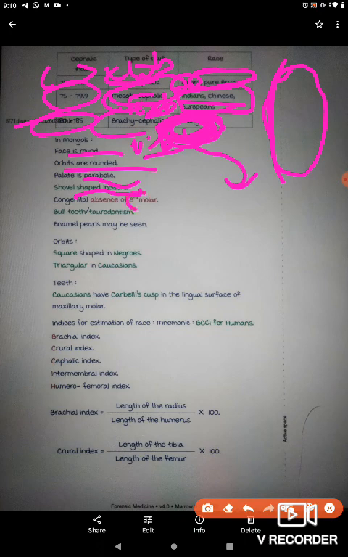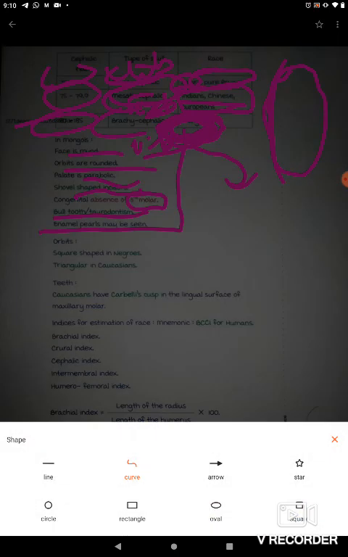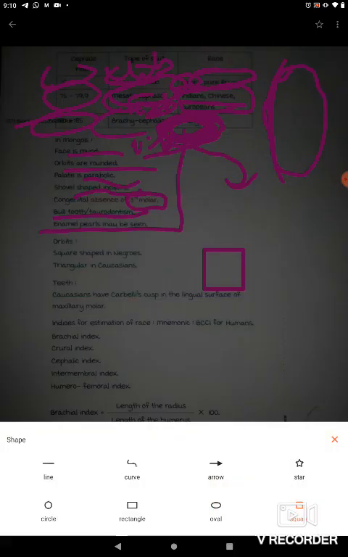There is congenital absence of the third molar, and bull tooth or taurodontism is present. Taurodontism and enamel pearls are present. In Negroes, they say the orbits are square shaped, and in another group the orbit is triangular shaped.